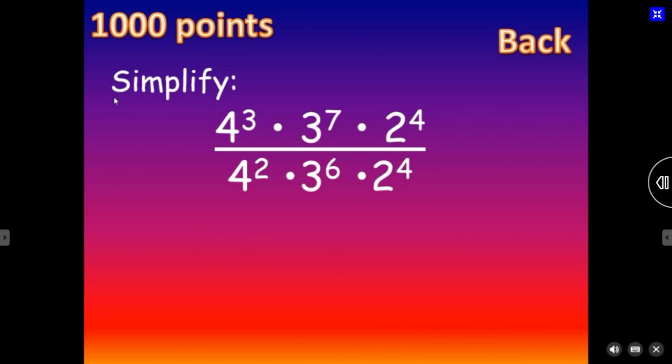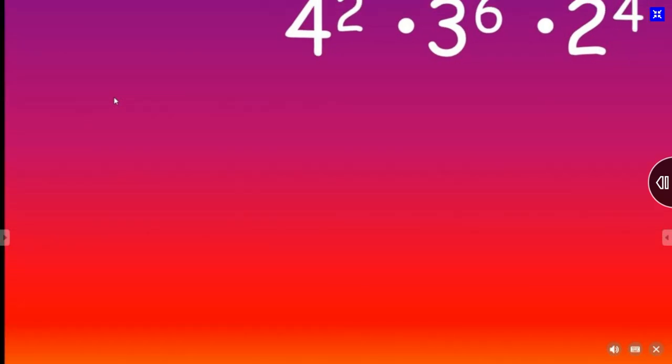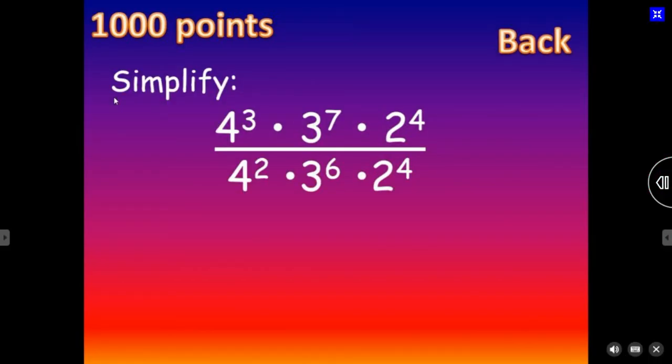Alright, what is this? What does this give me right here? Just a 4, right? 3 minus 2 is 1, so that's just 4. What about this one? 3 minus 6 is 1, so that's just 3. What about this one? 0, which is just a 1. What's 4 times 3? 12. So on this one, I should see 12.